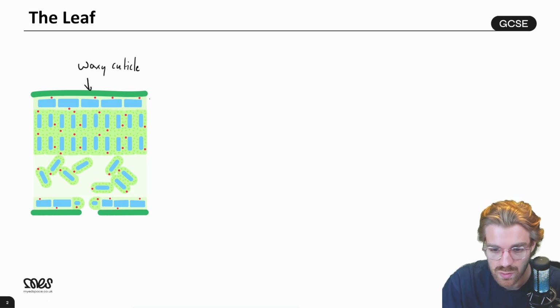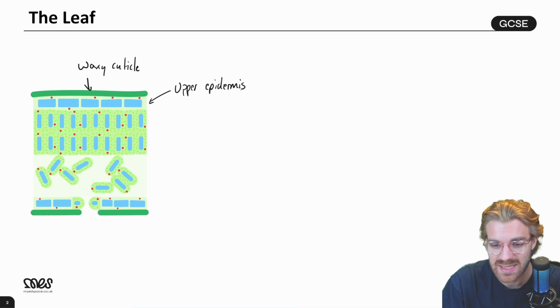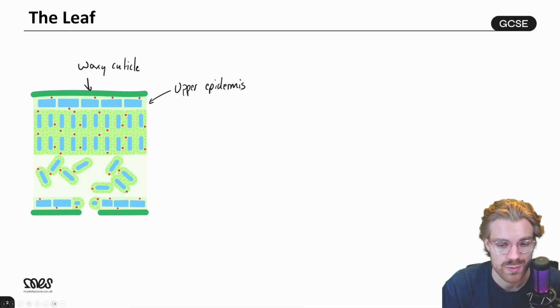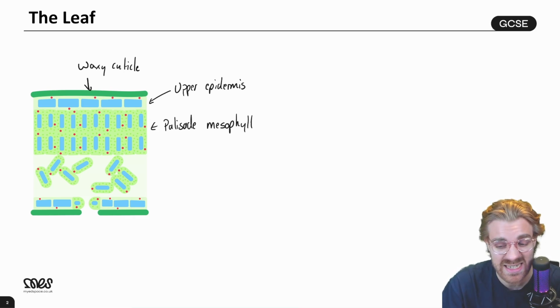Underneath the waxy cuticle, we have our first layer of cells, and this is the upper epidermis. Now, the upper epidermis is just a protective layer. The cells are transparent, so they're going to let the light pass through as well. Underneath the upper epidermis, we have the palisade layer, sometimes referred to as the palisade mesophyll. Mesophyll basically just means layer here, or tissue.